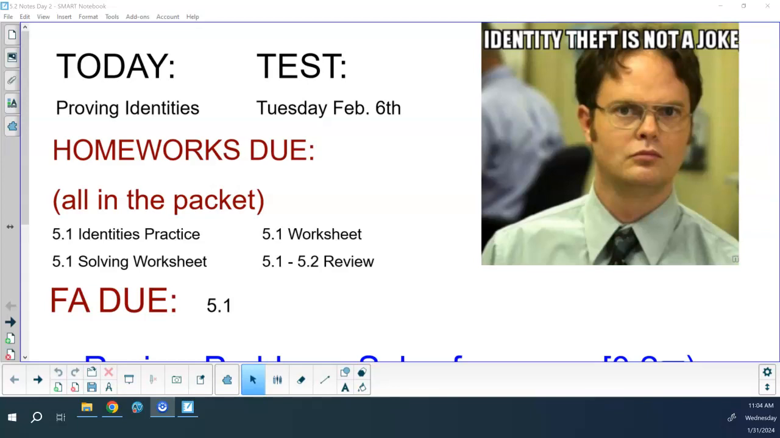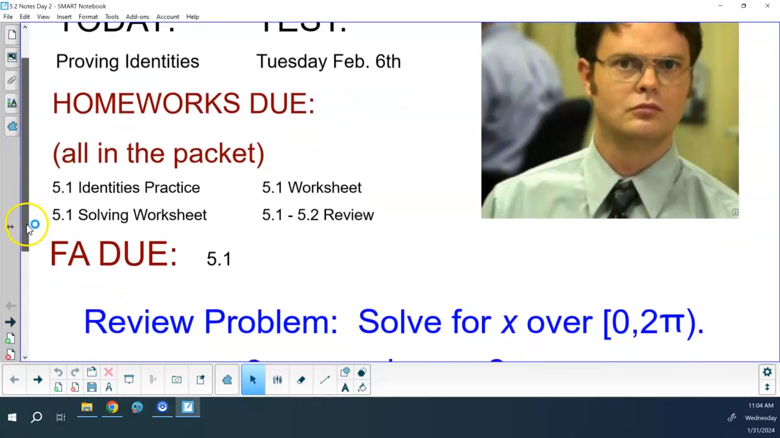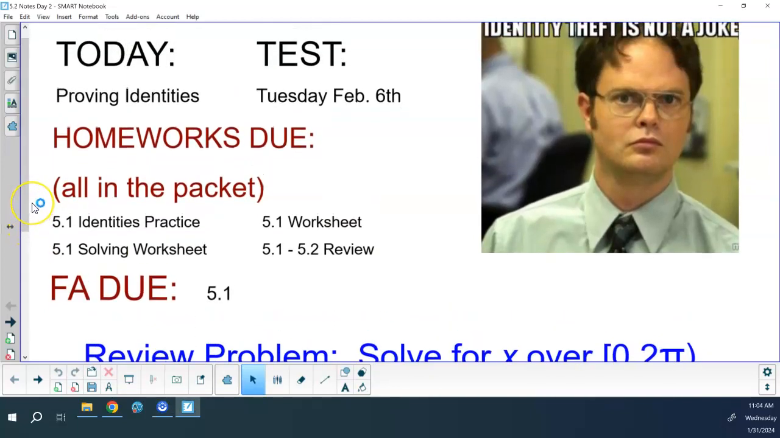Those will all be due from everybody. That's all the blue packet. And then yesterday we took the formative. The corrections to that will also be due. Actually, everybody's going to have to turn that one in because I didn't put them in the grade book yesterday at all. So, or no, did I? No, I did. I did put them in the grade book.